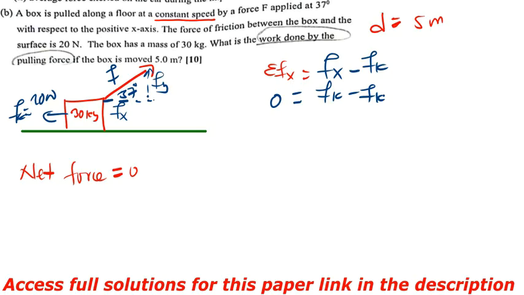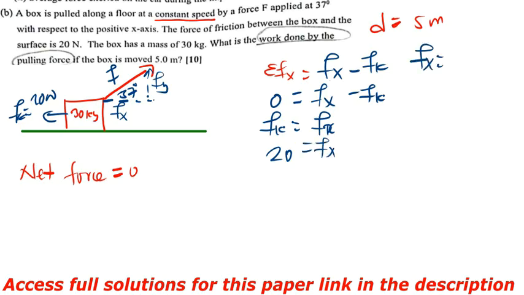Shift the friction force to the other side. So Fx will be equal to the friction force. And we know that the friction force is 20, meaning that Fx is also 20. So Fx is basically 20 newtons.